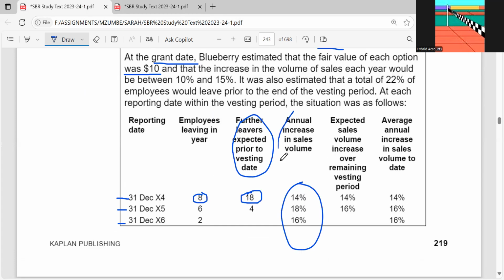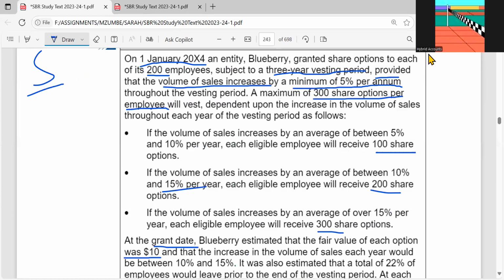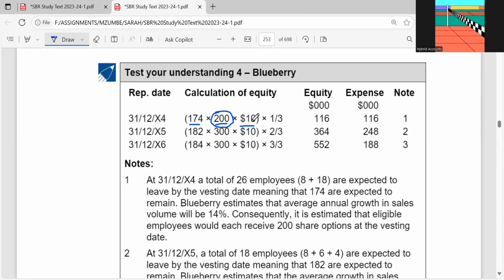What was our annual increase here? In the first year, we had an increase of 14% in sales. So you have to know that 14% warranted how many share options? Between 5 and 10, it was 100 share options. Between 10 and 15, it was 200. That's why you have your 200 here, right? 200 share options. So 116, as I told you, this is the equity. To get the expense, you take this equity minus the previous equity, which is not there. So it's 116 minus 0, which is 116 again, you have your expense.